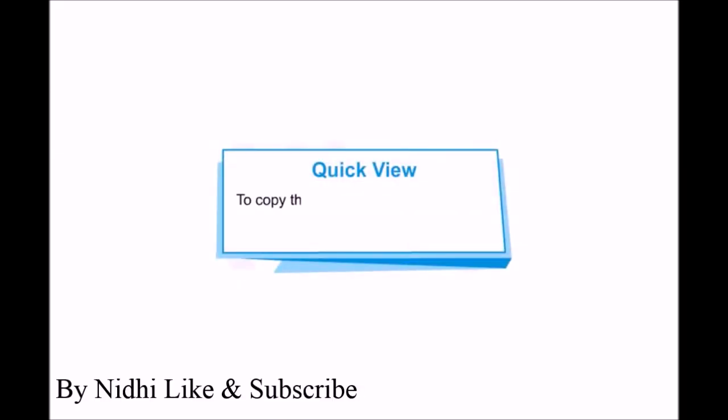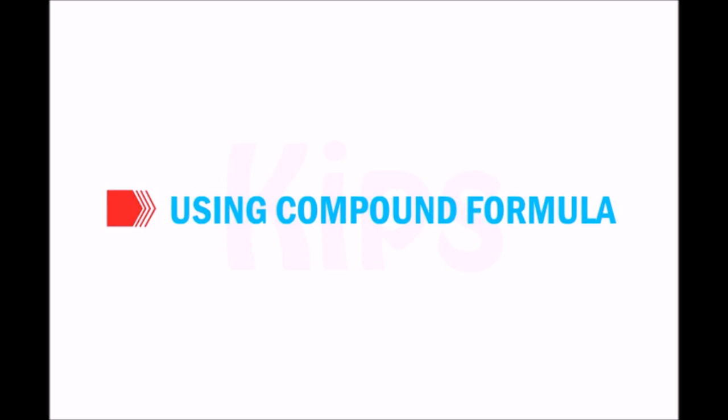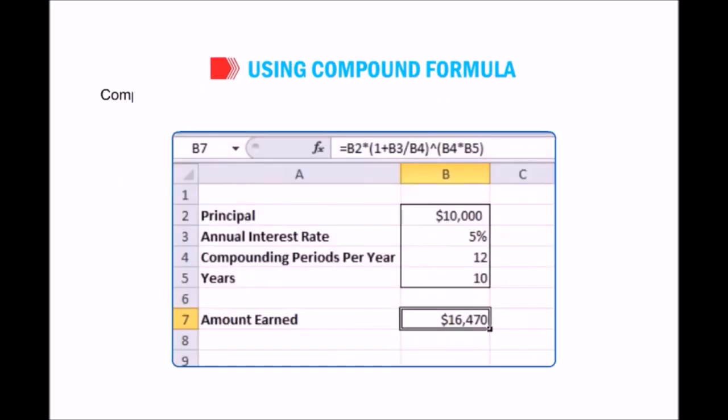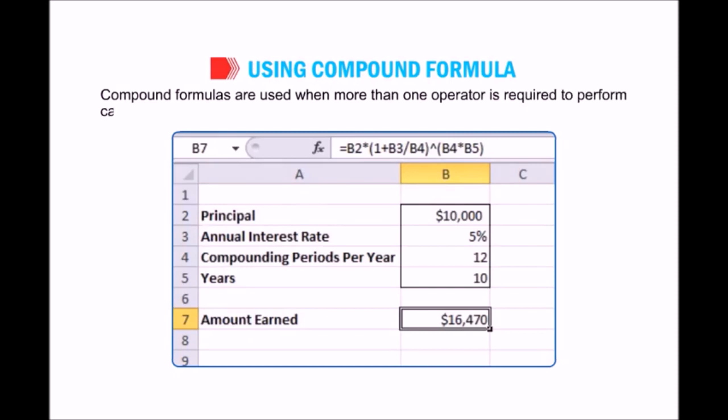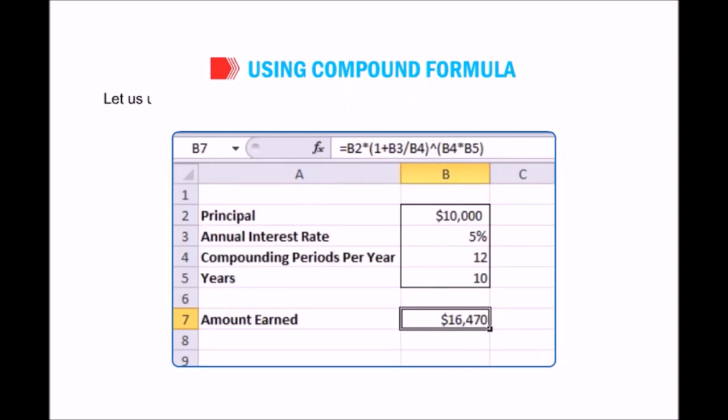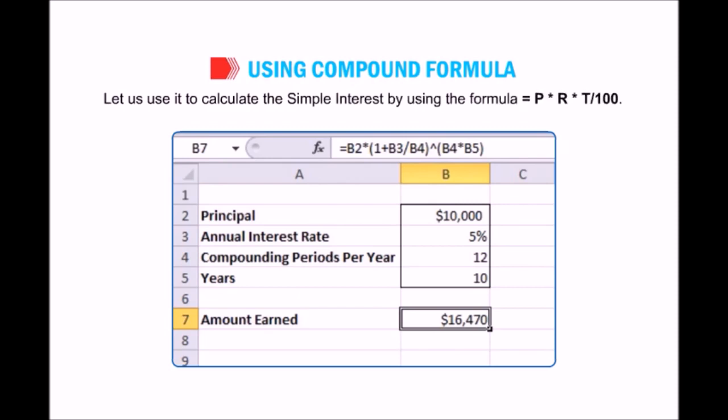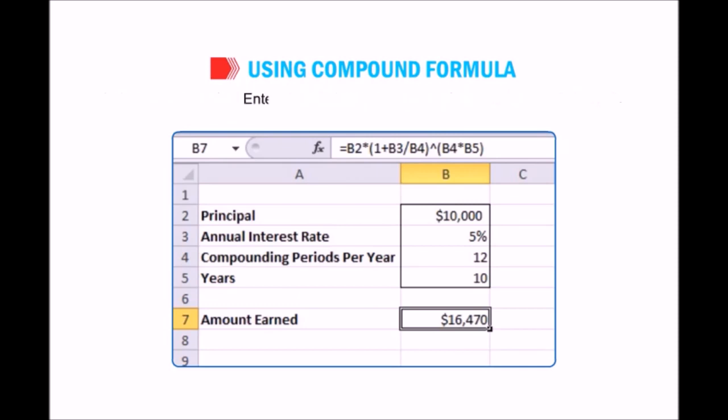Students, we can copy the formula from the above cell by pressing Ctrl+D. Let us now learn how to use compound formulas. Compound formulas are used when more than one operator is required to perform a calculation. Let us use it to calculate the simple interest by using the formula =P*R*T/100. Enter the data as shown in the figure.